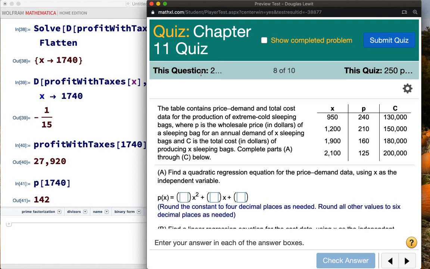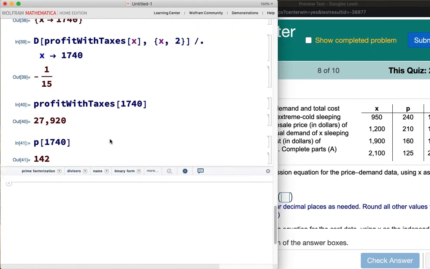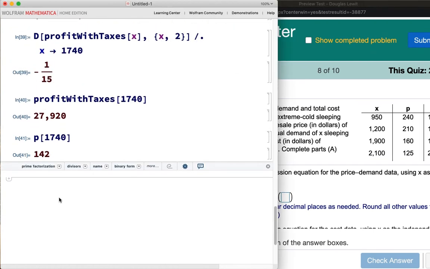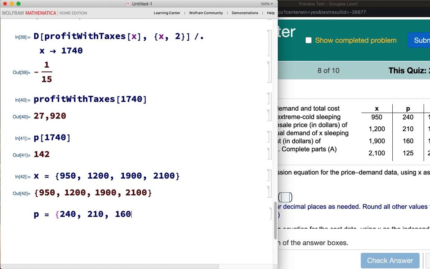There are many different ways of doing this. I'm going to show you the easiest way to do this. All right, there is a way you can do this in Mathematica, and it'll make your life much easier. So we have X. Okay, demand is 950, demand is 1,200, 1,900, and 2,100. Price is 240, 210, 160, 125.